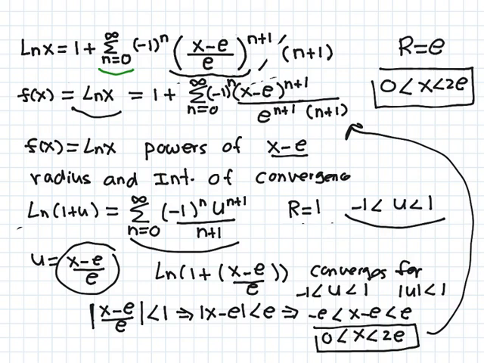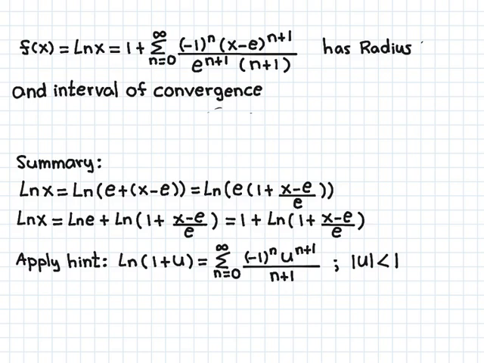All right, so now we have the power series representation of log x in powers of x minus e. We also found the radius of convergence. The radius r is equal to e. That's the radius of convergence. The interval of convergence is x less than 2e, larger than 0. And let's expand out this series.